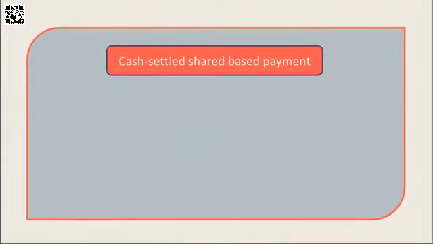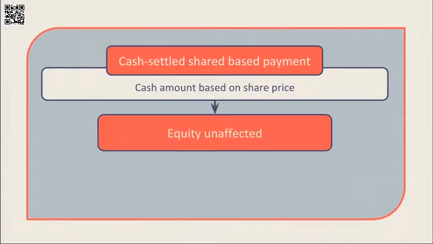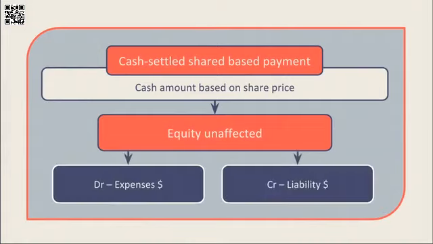Cash settled share-based payment. That is a bit of a mouthful, and it's also called share appreciation rights. This is when cash is received for goods and services, but that amount of cash is based on the share price. This means the value of the goods and services are decided by the share value. However, as you can see, no shares change hands, so the equity is unaffected. The recording journals are debit expense, credit liability.